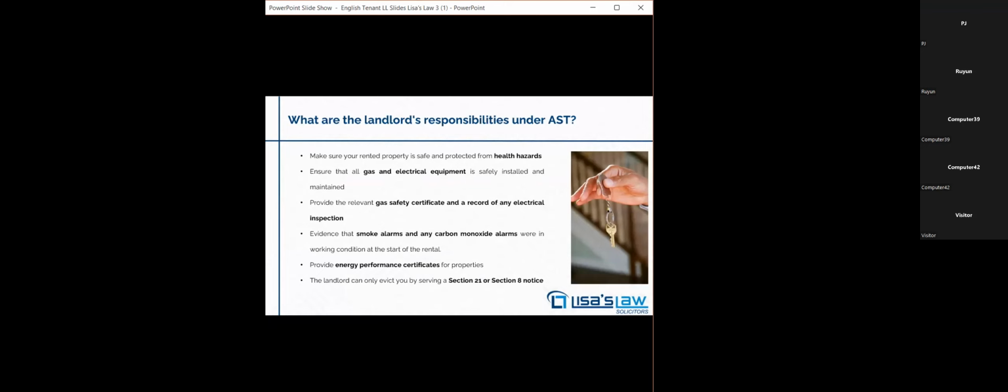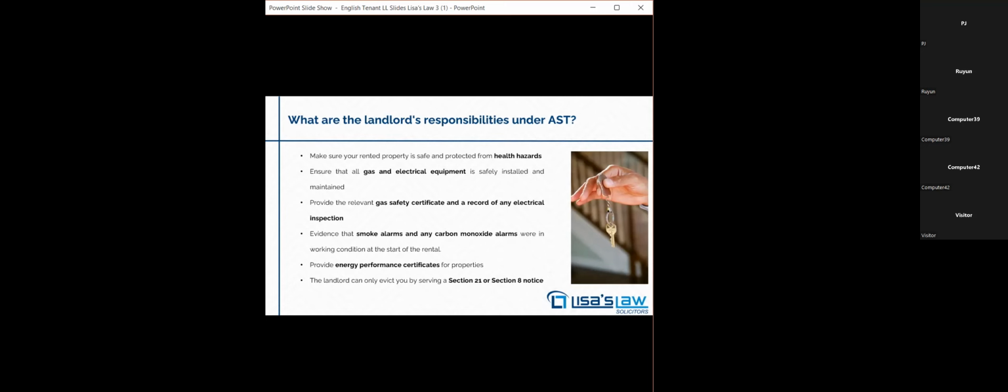The landlord must usually focus on things like health hazards. The property has to be safe and well protected. The next thing is gas and electrical equipment. These have to all have what we call a certificate of safety. They usually have to hire professionals who could issue a certificate for this, and they will have to run regular maintenance.